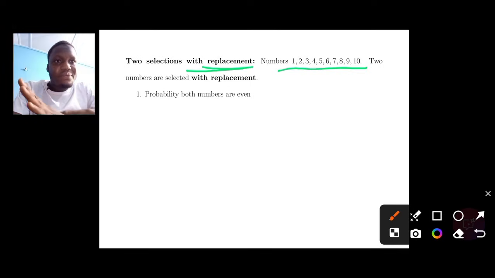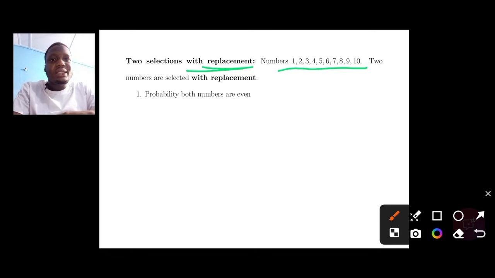So if it's from 1 to 10 and you select 9, the second person coming to select also has the possibility of choosing 9, or we replace 9 back. Okay, you will better understand when we kickstart with our examples. So 2 numbers are selected with replacement. Calculate the probability that both are even.